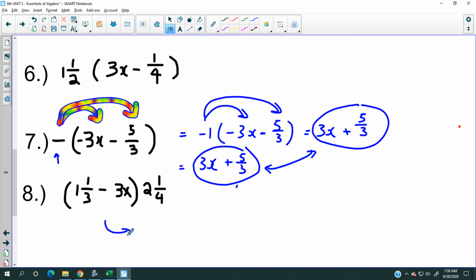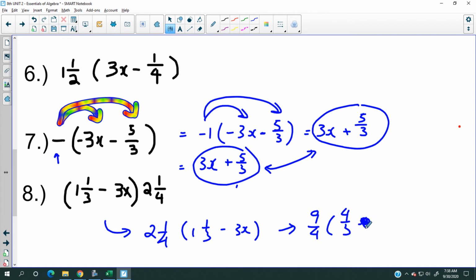Now, this last one, how is this one different from the rest? Well, there's a fraction at the end, but it doesn't matter. Just rewrite it. Like that, and then you would turn this into 9/4. You turn that into 4/3 x, no, there's no x there, oops, minus 3x, right? You can cancel these, all right? Again, that's done on purpose. 3 minus 3x, right? Or negative 3x plus 3.